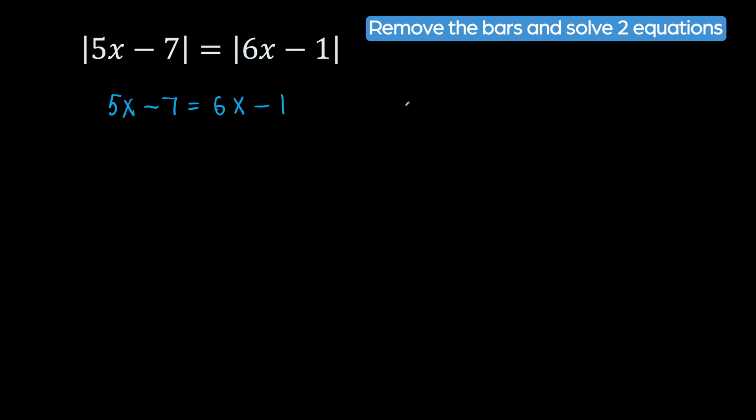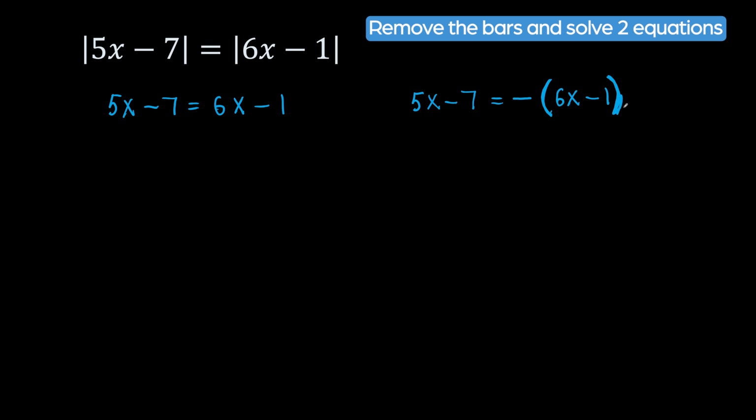And for the second equation, put a negative on one of the sides. I will put a negative on the right side. So 5x minus 7 is equal to, put a negative and use the parentheses, so the negative is applied to the entire right side, not just 6x. So be sure you use the parentheses.